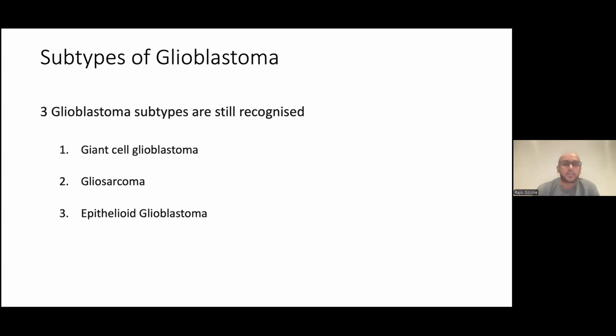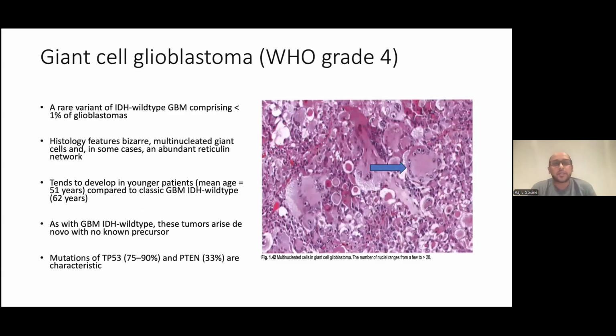Three subtypes of glioblastomas are still recognized in the latest classification: the giant cell glioblastoma, the gliosarcoma, and the epithelioid glioblastoma. Giant cell glioblastoma is a rare variant of the IDH wild-type GBM, corresponding to less than about 1% of glioblastomas. Histologically, you have bizarre multinucleated giant cells and in some cases an abundant reticulin network. It tends to develop in younger patients with a median age of 51 years compared to the classic GBM at about 62 years. As with GBM IDH wild-type, these tumors arise de novo with no precursor, and mutations of TP53 and PTEN are characteristic.